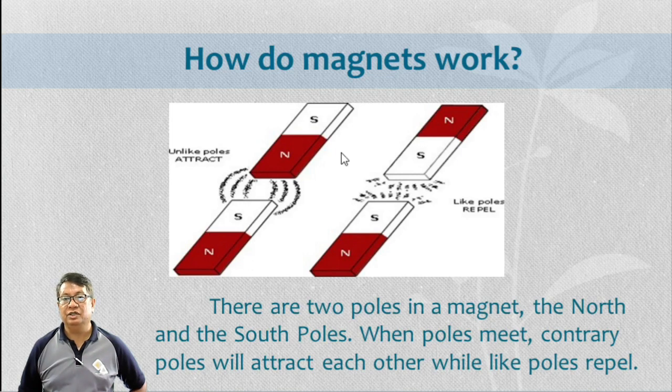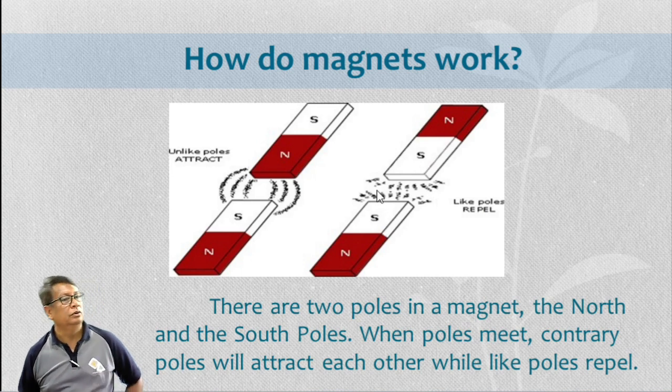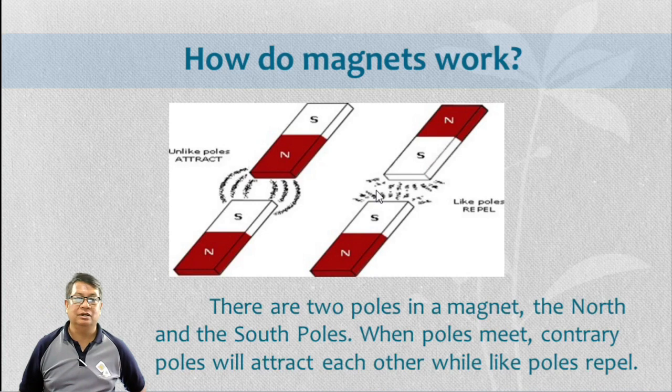So how do magnets work? Unlike poles attract, but like poles repel. There are two poles in a magnet, north and south poles. When poles meet, contrary poles will attract each other, while like poles repel each other.